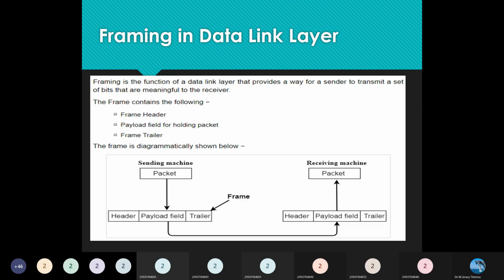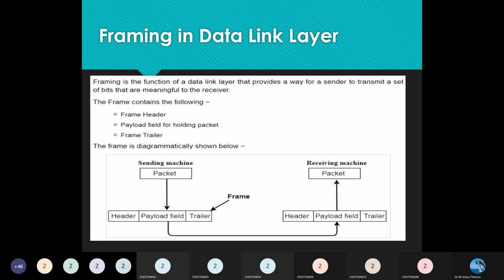The packet we receive is the data, the message we are going to send. It is the payload part, and that data is encapsulated with a frame header and a frame trailer. The frame header contains the source address and the destination address. For example, the source is Alice and the destination is Bob. Whereas the payload represents the data or message we are going to send.